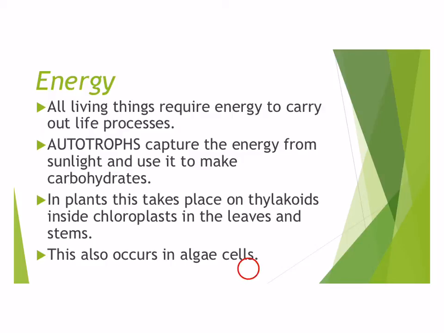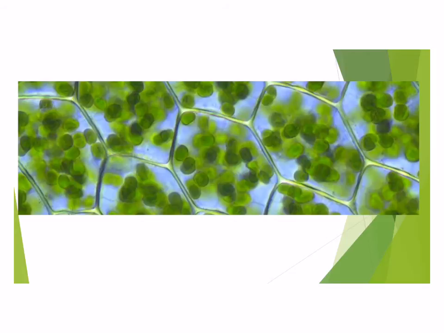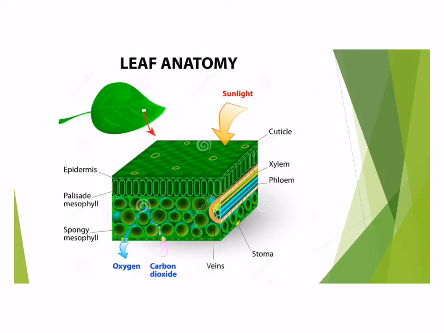This also occurs in algae, which are not plants, they're protists. So algae cells have these chloroplasts and plants do as well. So this is a micrograph, a picture of some plant cells, and you can see here they are jam-packed full of these green blobs, which are all chloroplasts.